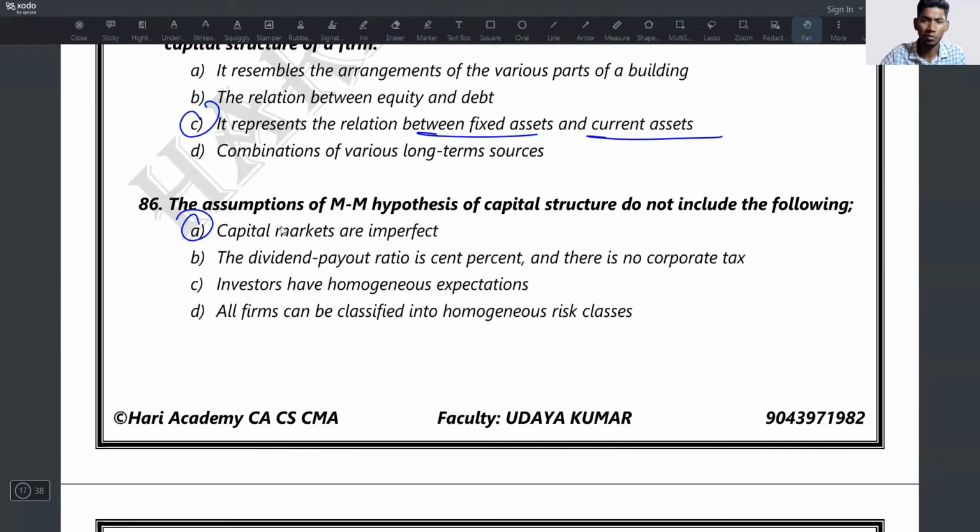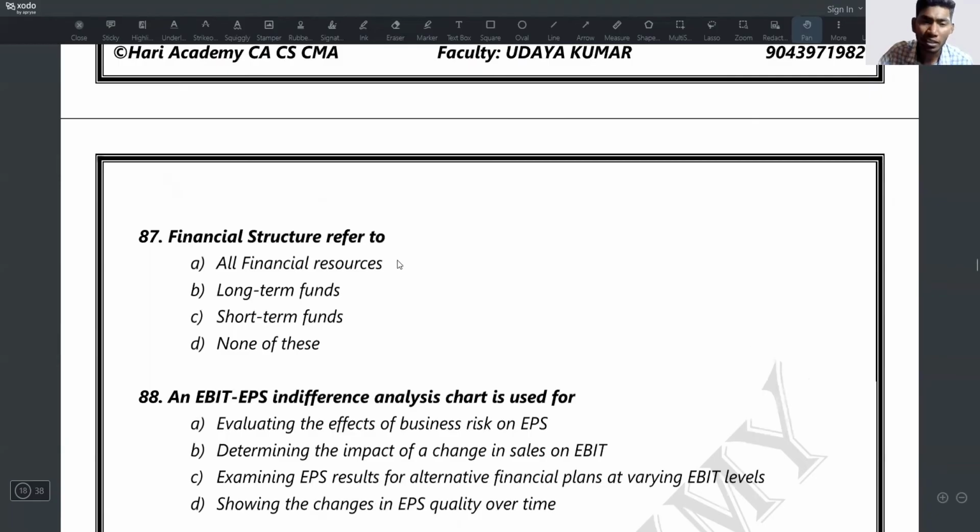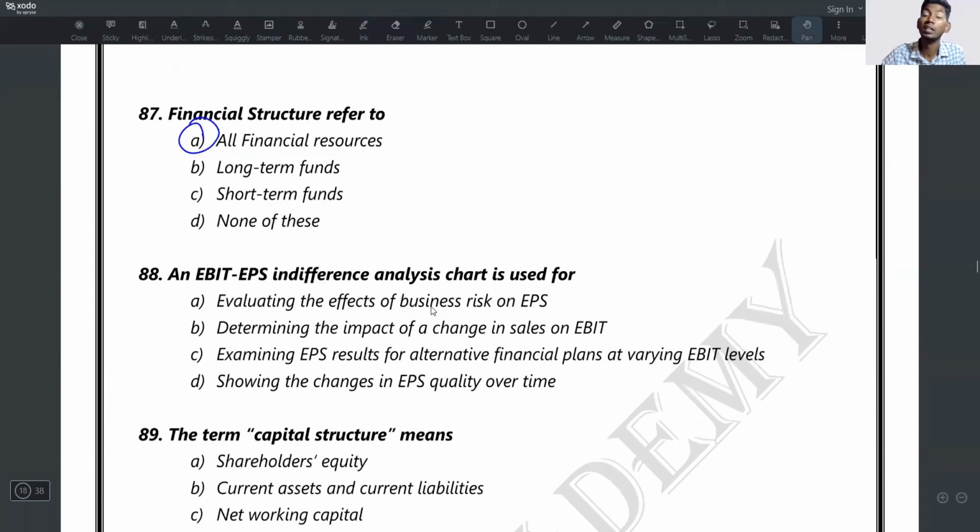And are the answers we are getting absolutely right? So moving to question number 80. Financial structure refers to structure, which means all financial sources, right? That could be long term, short term, anything. If it's cost of capital, then it is long term.